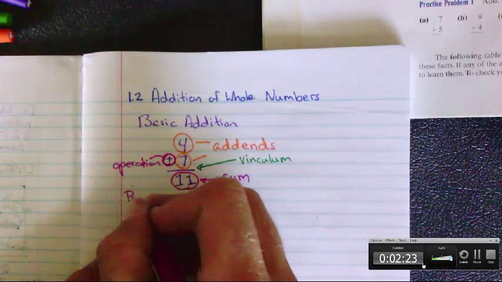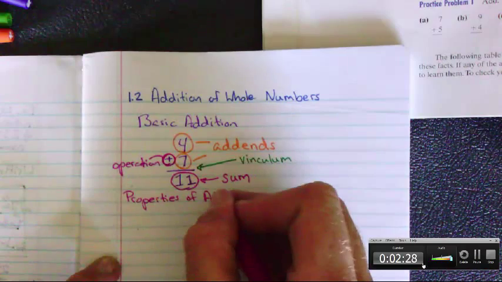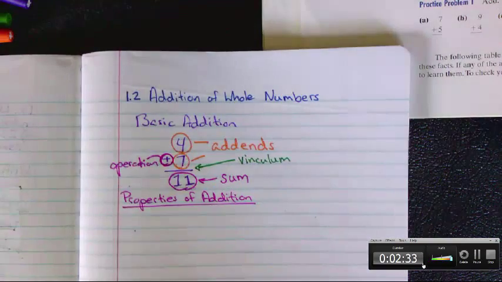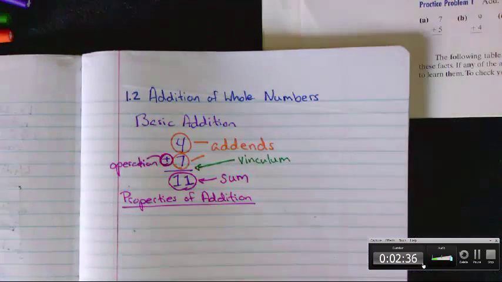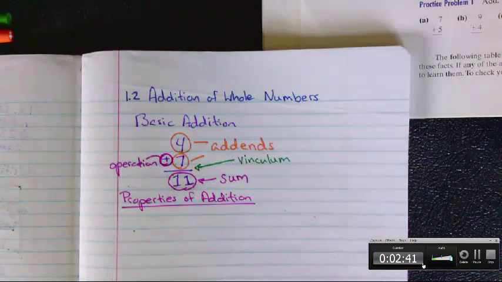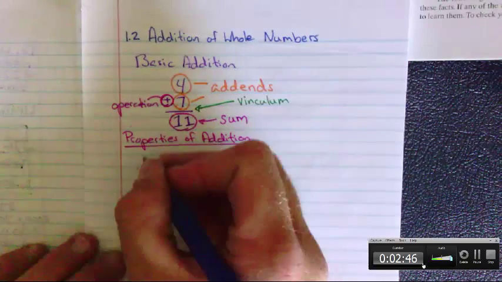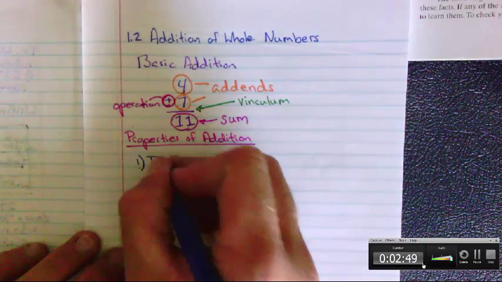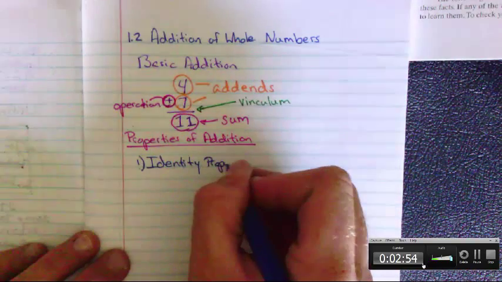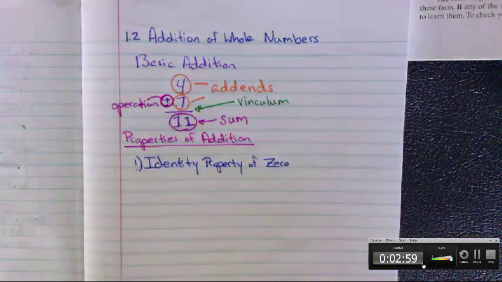Some properties of addition I want to go over, guys. These are the same properties for subtraction, which we'll get to later. But the properties of addition. The first property is the identity property of 0.